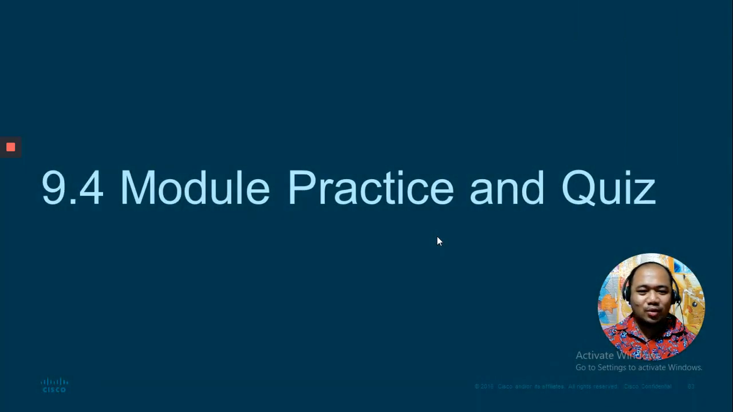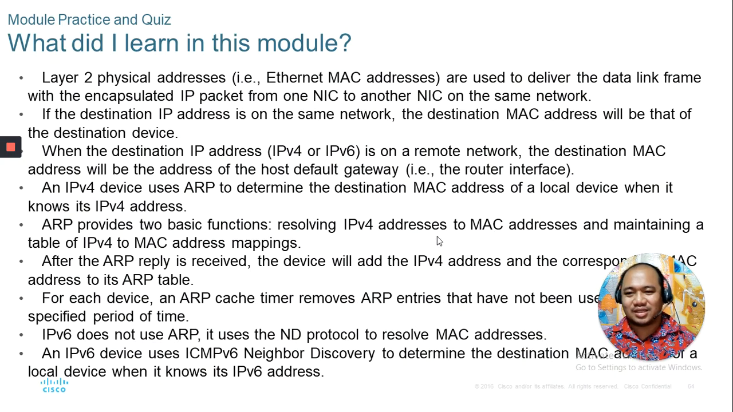We will do that. You will be doing that because you will be submitting that as our requirement in this module. Module 9, practice and quiz. Okay, let's discuss this. What have you learned from this module? You learned that layer 2 physical addresses, or Ethernet MAC addresses, are used to deliver the data link frame with the encapsulated IP packet from one link to another link on the same network.